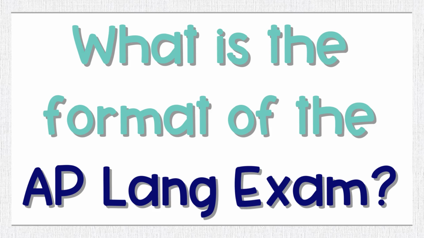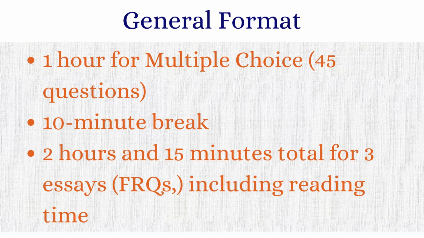In this video, we're going to talk about the format of the AP Lang exam. The exam itself essentially has two sections. The multiple choice section, in which you answer 45 questions over the span of 1 hour, and then the essay or the FRQ section, which lasts 2 hours and 15 minutes. During this time, you are going to be reading your sources and passages, and you're going to be producing 3 essays: a synthesis essay, a rhetorical analysis essay, and an argument essay. In between these two sections, there is a 10-minute break.